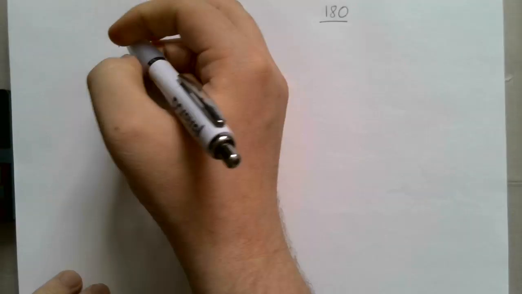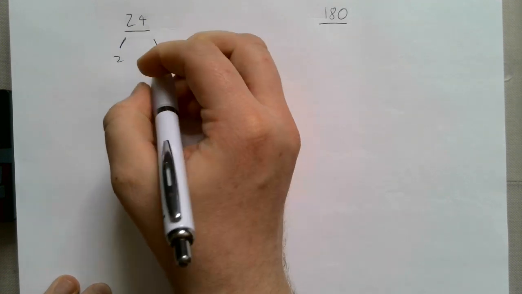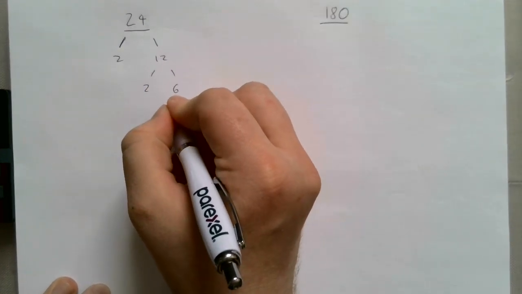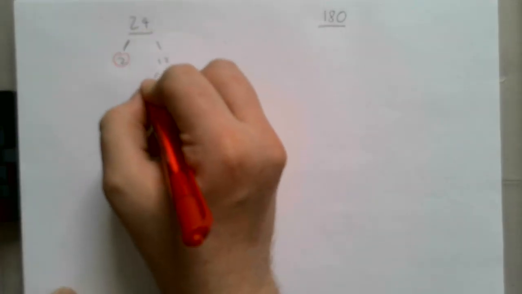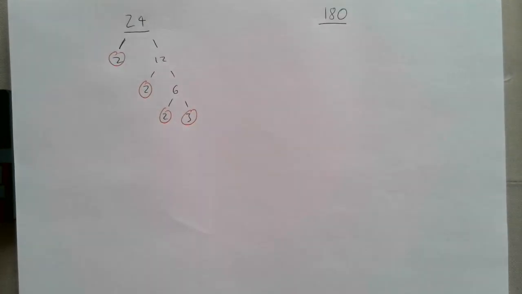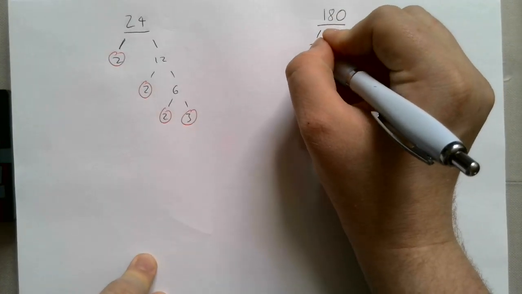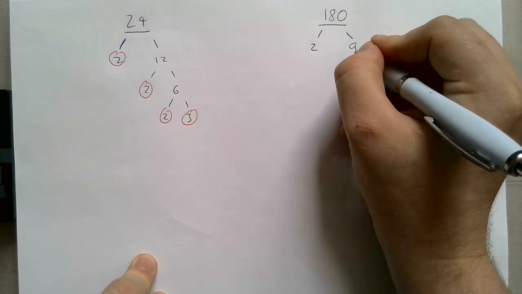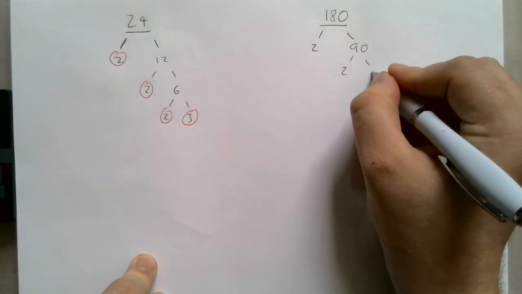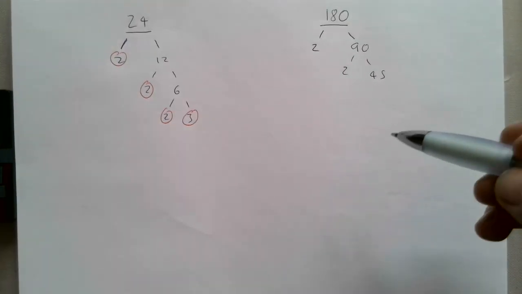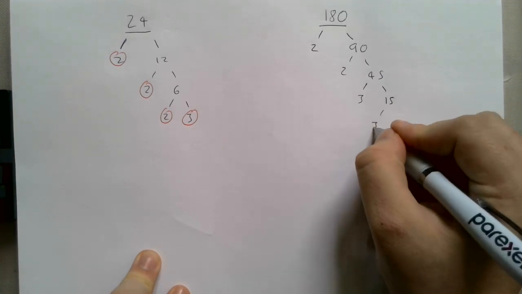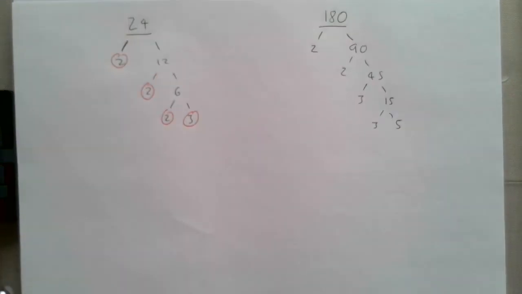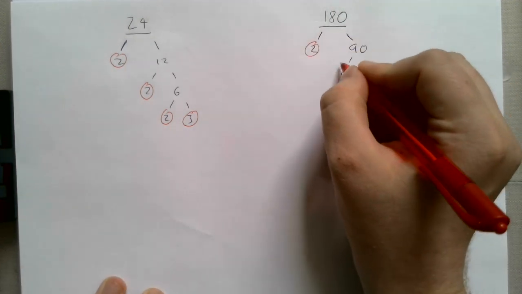So for 24, we break it down into 2 and 12. 12 goes to 2 and 6, 6 goes to 2 and 3. So again, I'm going to circle all my prime factors in red. And then for 180, I can divide that by 2 because it's even. 180 goes 90 times. 90 divided by 2 is 45. 2 doesn't go into 45, but I know that 3 goes. So 3 goes in 15 times. 15 divided by 3 is 5. And there we go. I've got all my prime factors for that one.